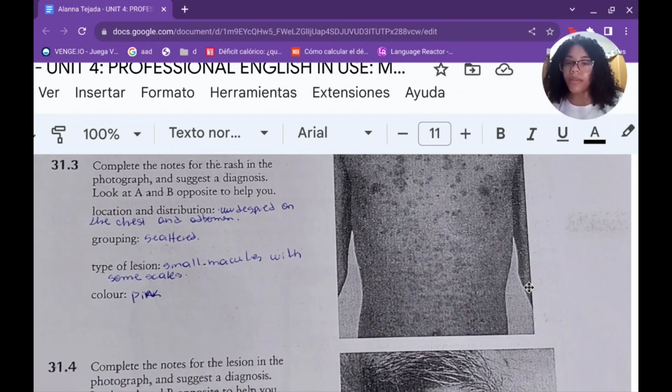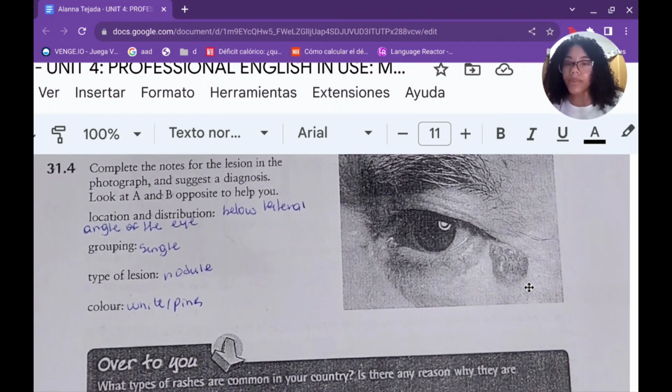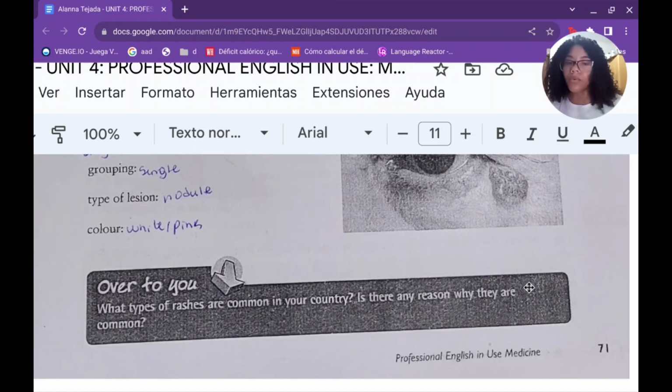31.3. Complete the notes of the rash in the photograph and suggest a diagnosis. Look at A and B opposite to help you. Location and distribution: on the chest and abdomen. Grouping: scattered, type of lesion: small macules with some scales, color: pink. 31.4. Complete the notes for the lesion in the photograph and suggest a diagnosis. Look at A and B opposite to help you. Location and distribution: below the lateral angle of the eye. Grouping: single, type of lesion: nodule, color: white, pink.